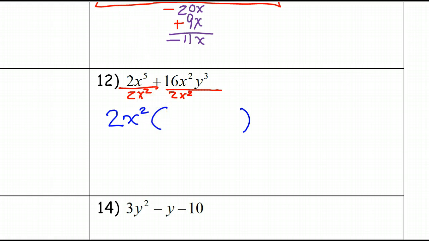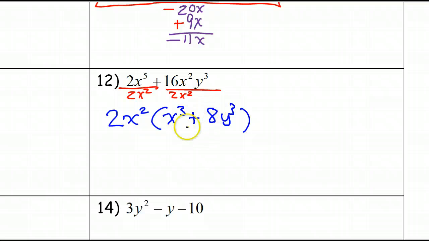Alright, let's see. The 2's cancel out, x squared, x to the 5th power, that makes x to the 3rd power. Alright, 16 divided by 2 is 8. The x squared is canceled out, so that is y to the 3rd power. Alright, anything special about what's inside of here? Can I go any further, or am I done?